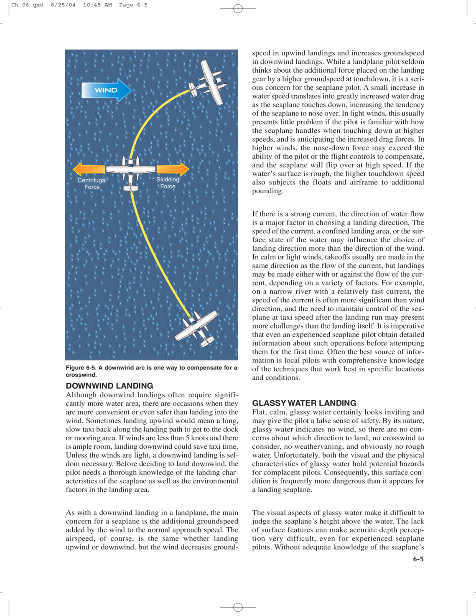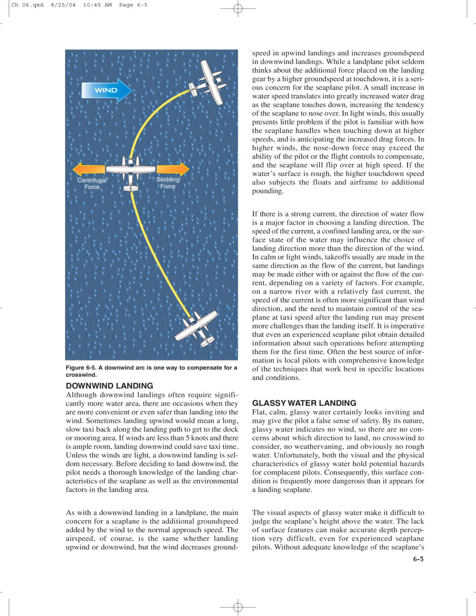For example, on a narrow river with a relatively fast current, the speed of the current is often more significant than wind direction, and the need to maintain control of the seaplane at taxi speed after the landing run may present more challenges than the landing itself. It is imperative that even an experienced seaplane pilot obtain detailed information about such operations before attempting them for the first time. Often the best source of information is local pilots with comprehensive knowledge of the techniques that work best in specific locations and conditions.